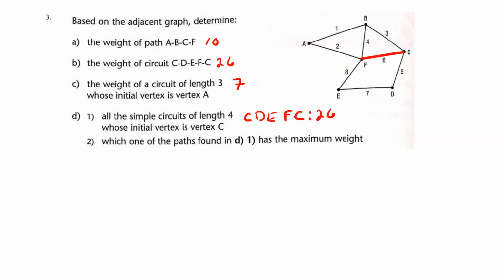But I can also go from C to F, F to A, to B, and back to C, which gives me a weight of 6 plus 2 is 8, plus 1 is 9, plus 3 is 12. And we're asked to find which one of the paths has the minimum weight, and it's not hard to see that CFABC, with a weight of 12, is the smaller of the two.